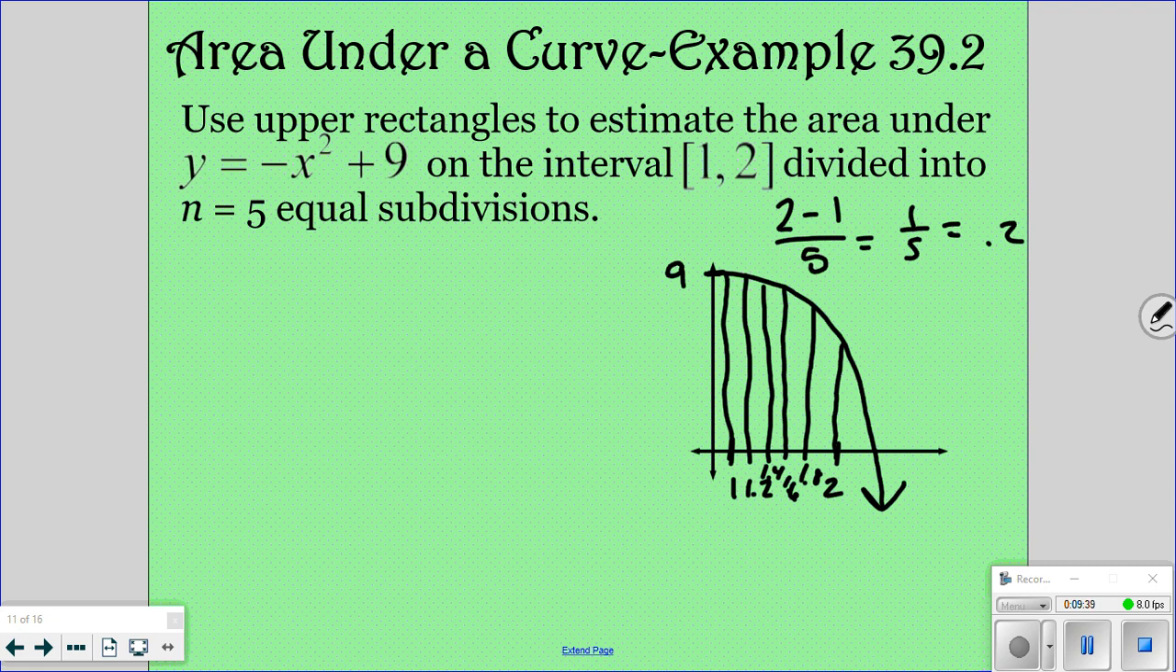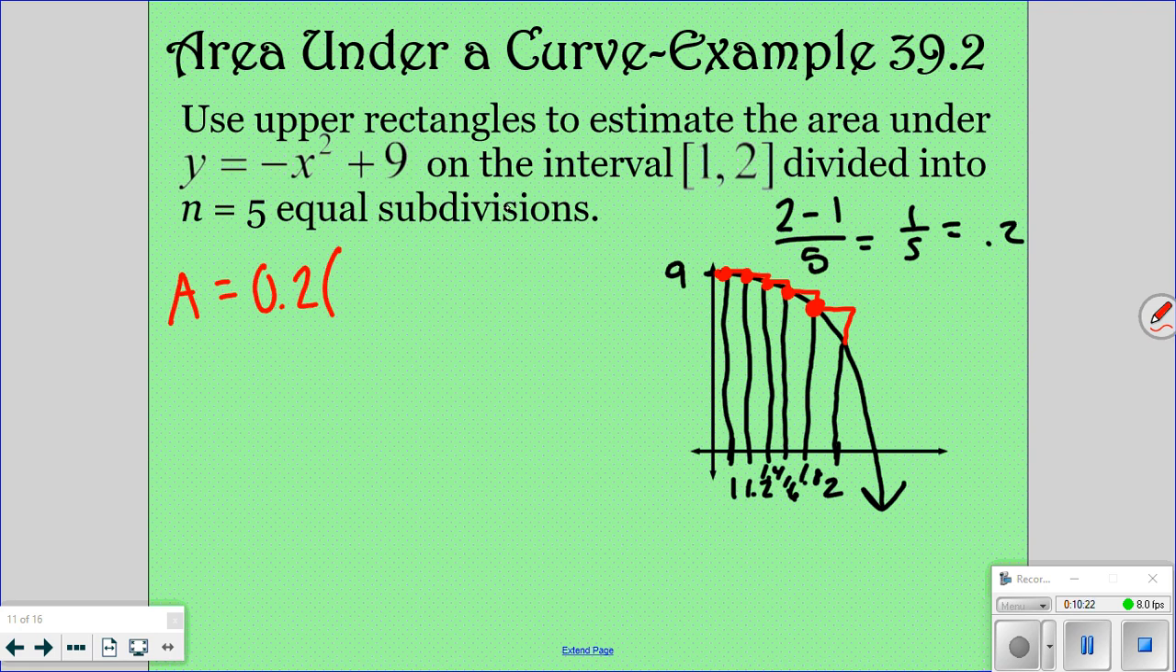So now this one says to use upper rectangles. So that means that they need to be above. So again, here's going to be a rectangle, and then here will be a rectangle because they've got to be above the curve. And so they're just barely above the curve until it starts being a little bit more noticeable. So these 5 dots that I just did are the ones that we're going to want to use for our x values to plug in to get our height. So for the area, the base length is 0.2 because that's what we found to be the length of each rectangle.